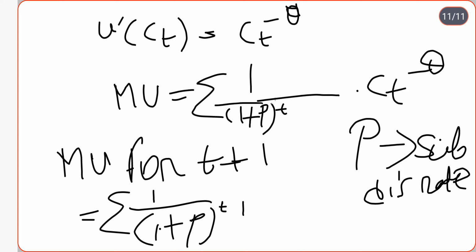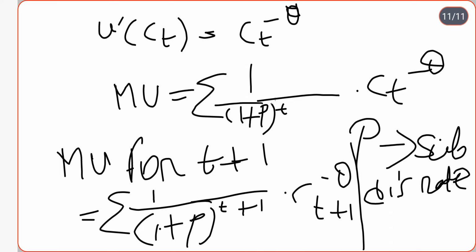This marginal utility of t plus 1 period has now become 1 by 1 plus rho to the power t plus 1 into Ct plus 1 to the power minus theta. This has now become the marginal utility of t plus 1 period. And as we know, per the optimality condition, the marginal utility of t period and the marginal utility of t plus 1 period are equal.